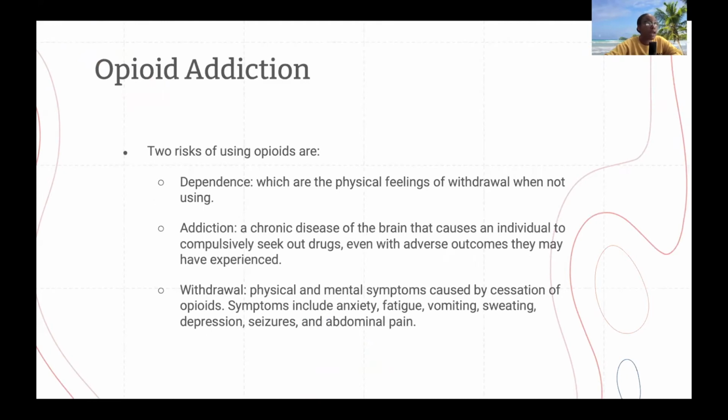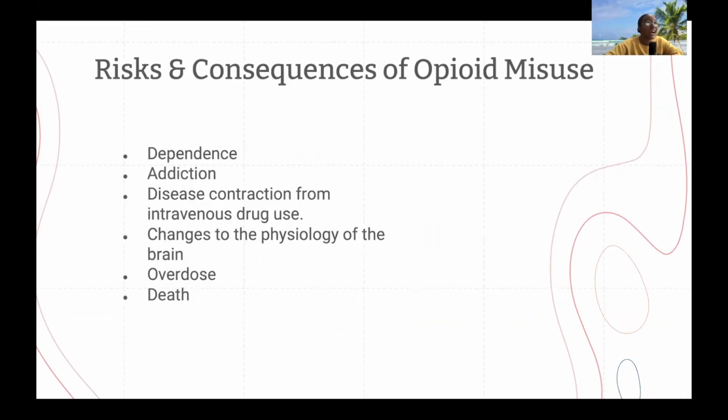Addiction, which is a chronic disease of the brain that causes an individual to compulsively seek out drugs, even with the adverse outcomes they may have experienced. Withdrawal, which is the physical and mental symptoms caused by cessation of opioids, symptoms including anxiety, fatigue, vomiting, sweating, depression, seizures, and abdominal pain.